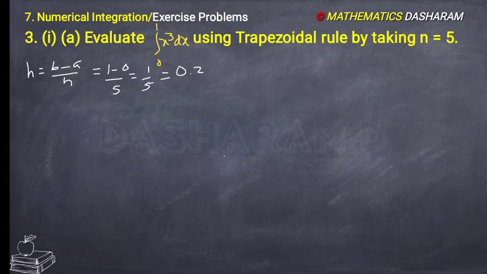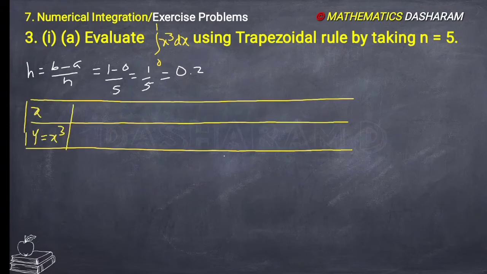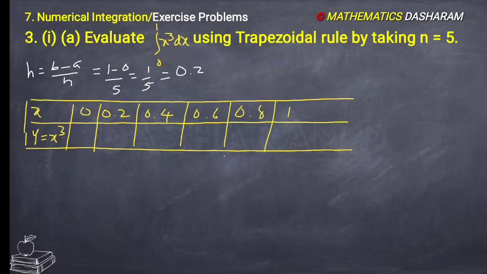Now we need to draw one table. One column is x, another is y. The first x value is the lower limit, 0. The next x value: the h value is 0.2, so 0 plus 0.2 is 0.2. Next, adding 0.2: 0.4, 0.6, 0.8. After that, 0.8 plus 0.2 is 1. So we increase each number by 0.2 to get the next number.